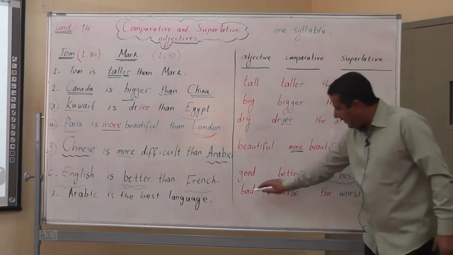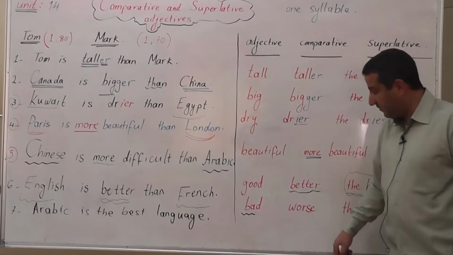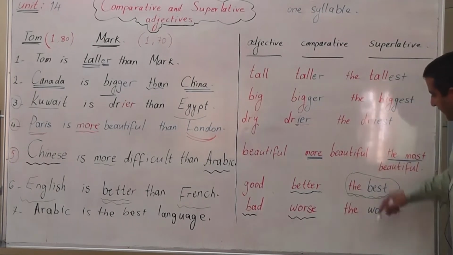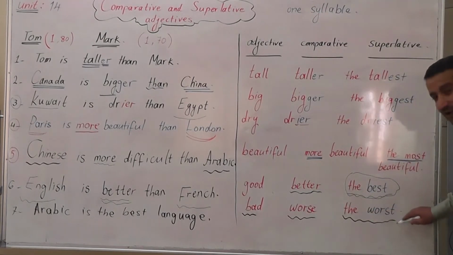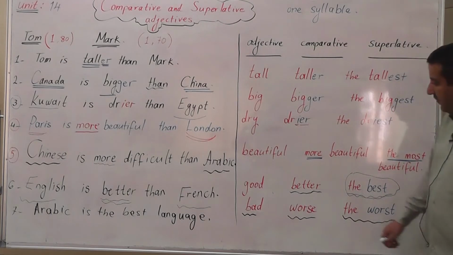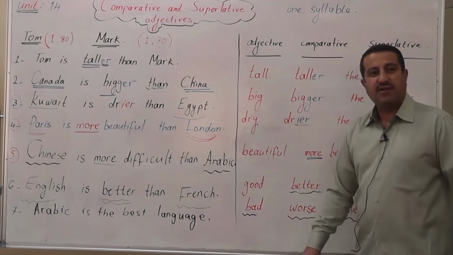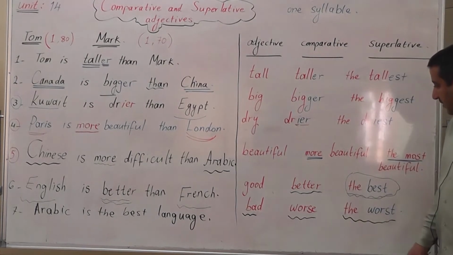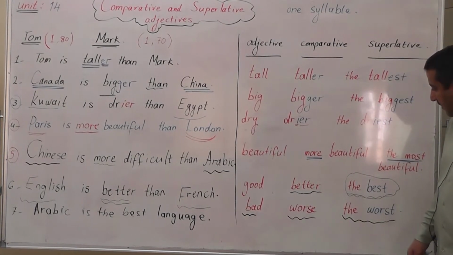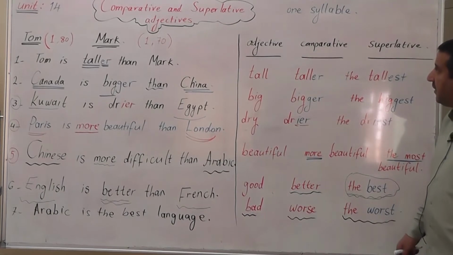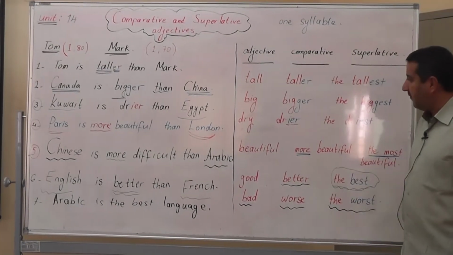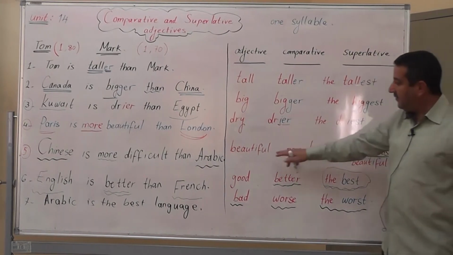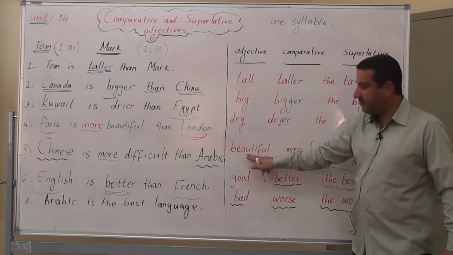Same as the adjective bad, the comparative is worse, and the superlative is the worst. These two adjectives are irregular. We need to be very careful about using them in comparison, specifically between things and people. Okay, let's talk about the superlative with a multisyllabic adjective like the word beautiful.